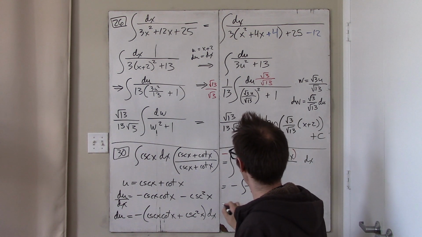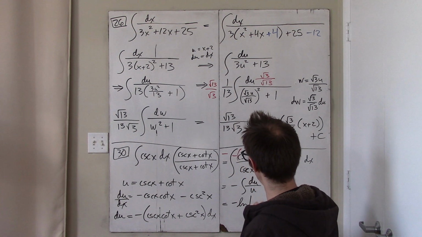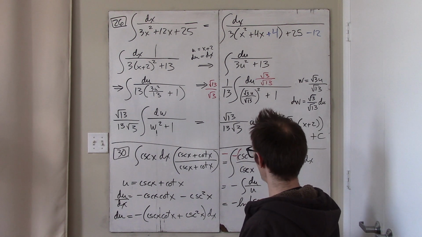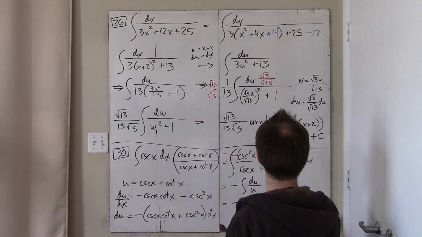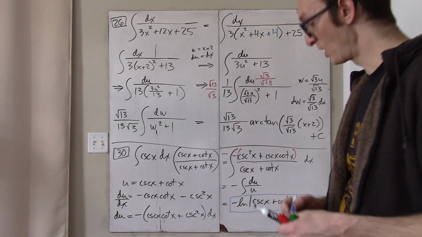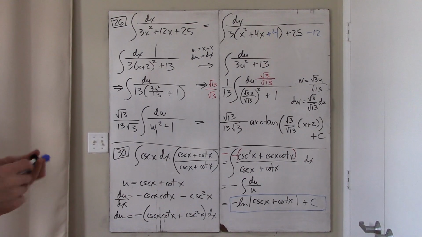And so what I get is negative ln absolute value of u, but u is cosecant x plus cotan x. And I guess people, for whatever reason, just leave it like this. And so there it is. Okay, that was number 30.